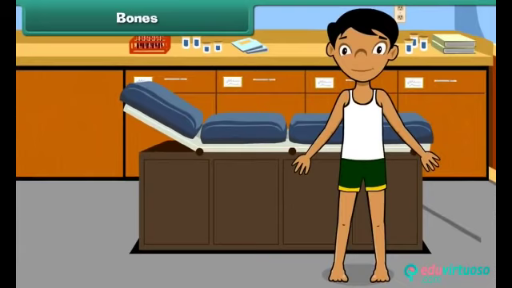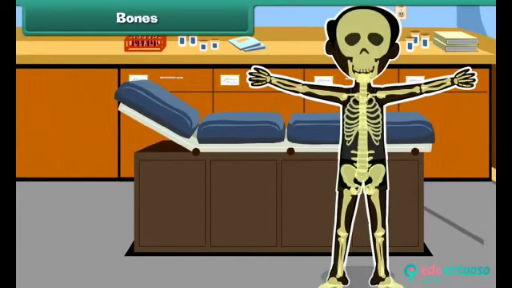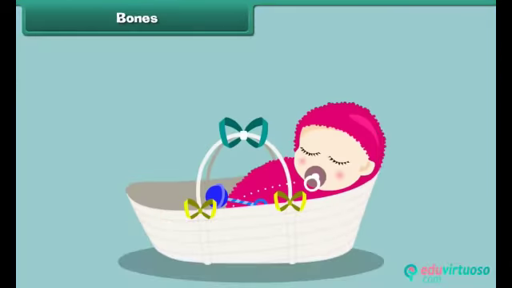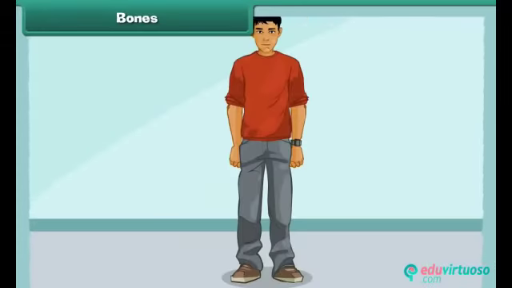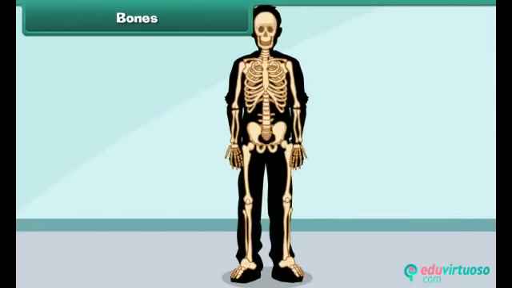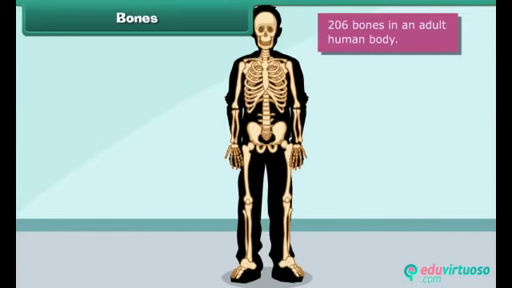Every single person has a skeleton made up of many bones. These bones give your body a structure. At birth, a newborn baby has about 300 bones, whereas an adult human body contains approximately 206 bones. What functions do bones perform? Come, let us know.